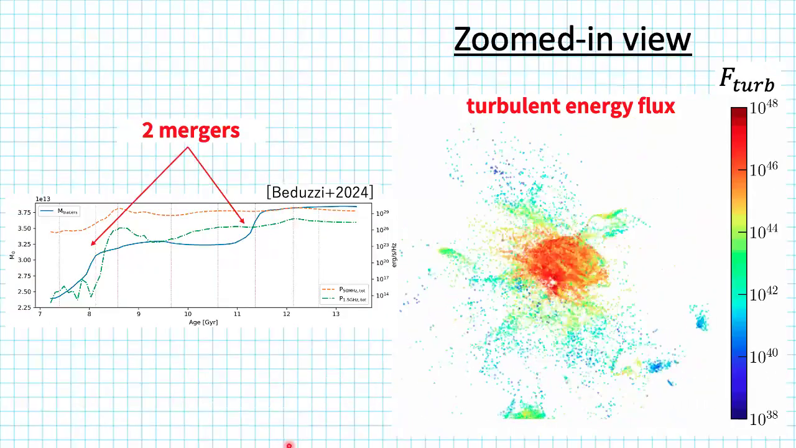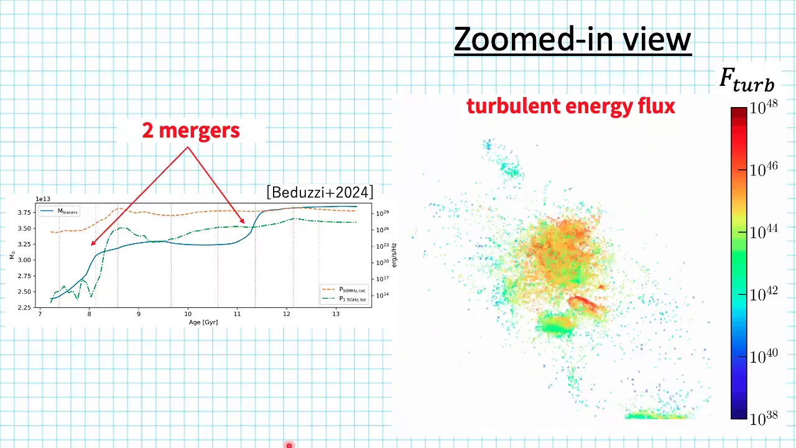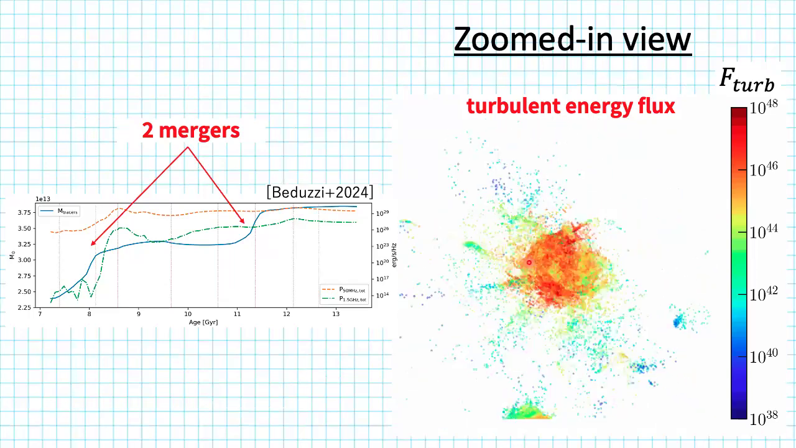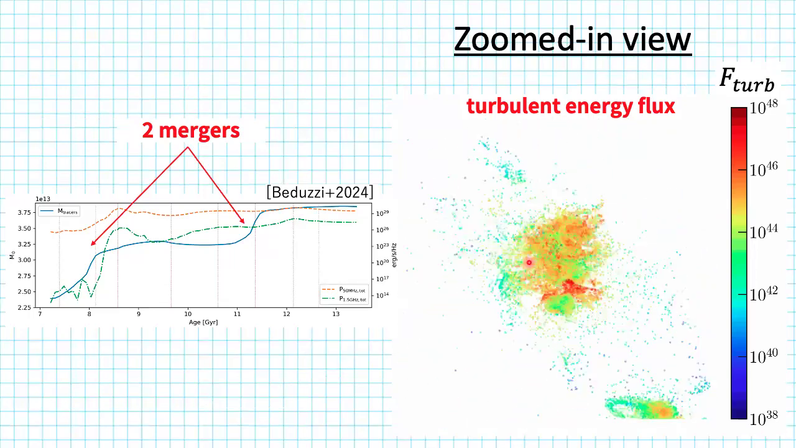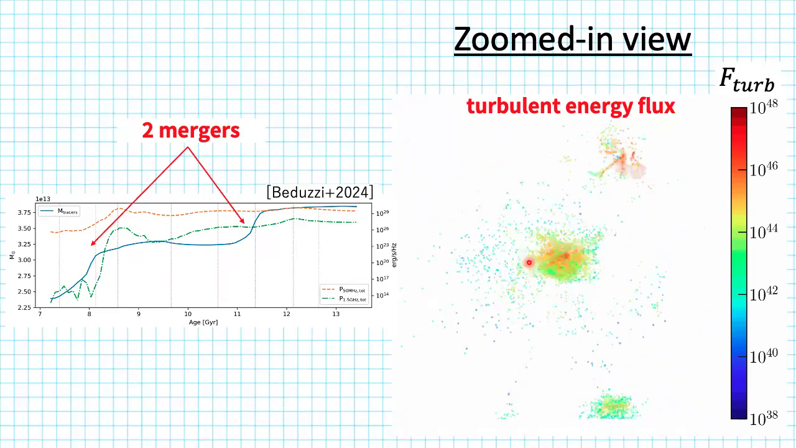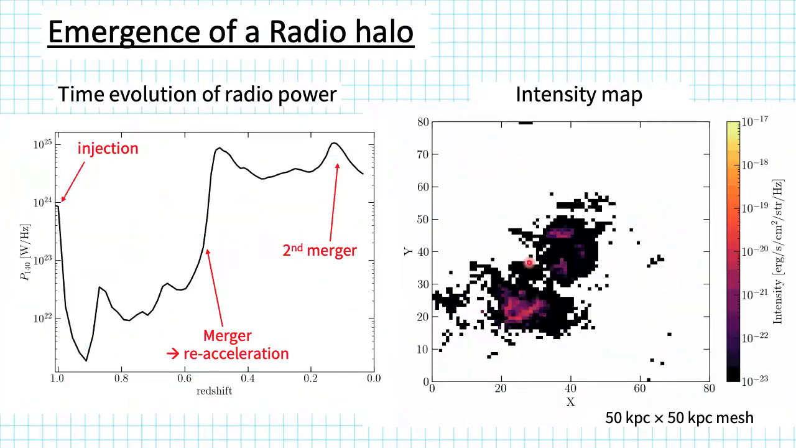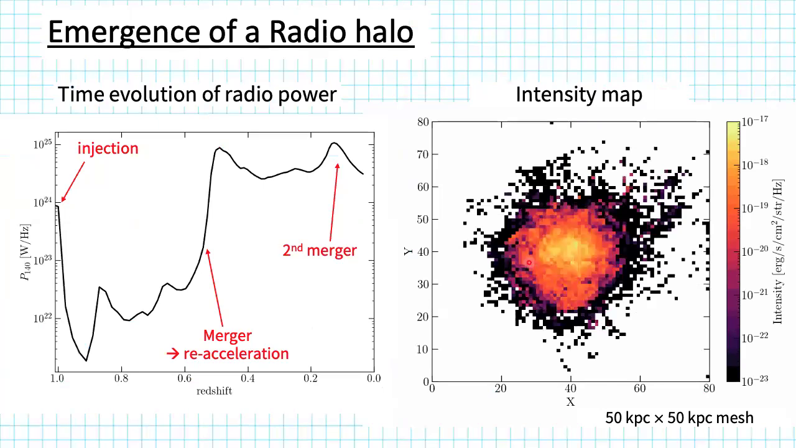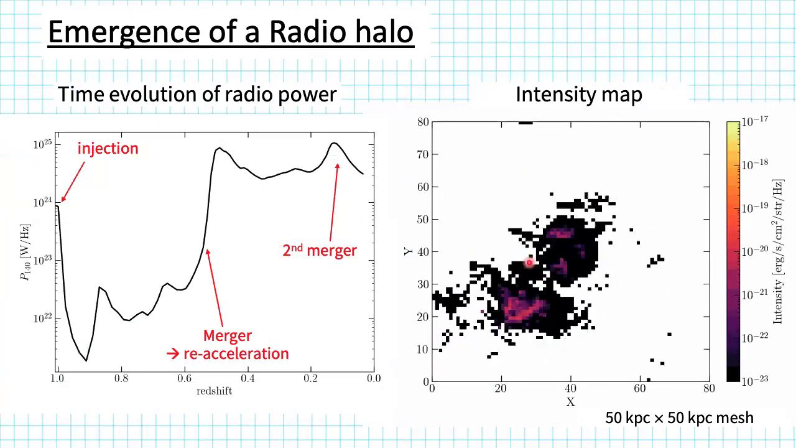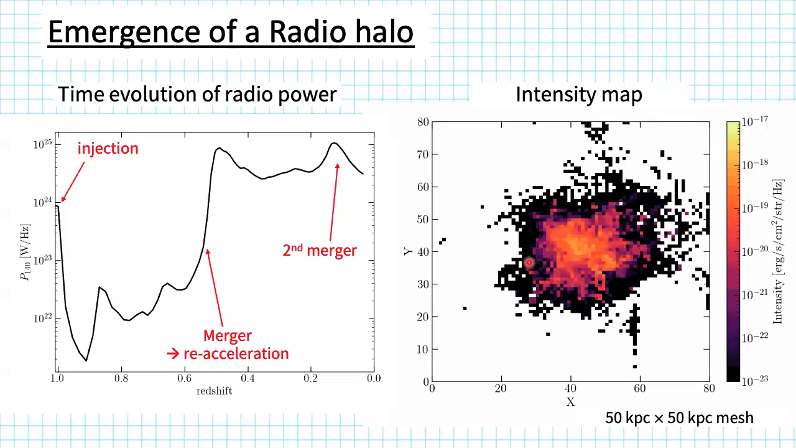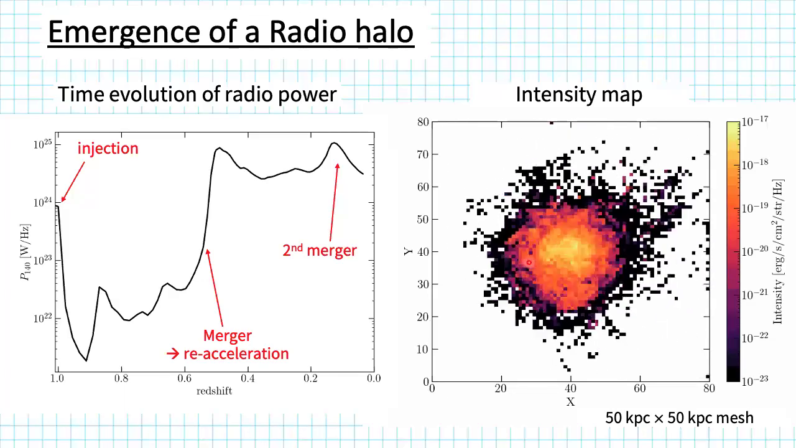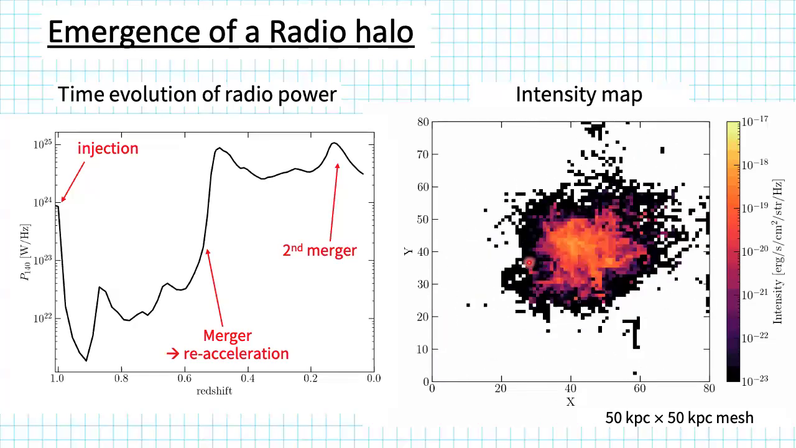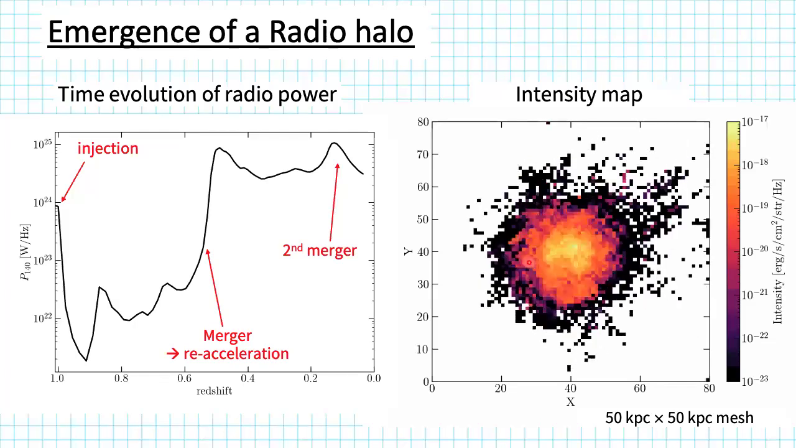And yes, this is the turbulent energy flux shown in this tracer method. There is a merger happening between two galaxy clusters, and this injects very strong turbulence inside the galaxy cluster. And we can follow the radio emission produced by those mergers. So basically, we follow the spectral evolution for all tracers inside the galaxy clusters. Then a merger happens that produces very strong turbulence, and the turbulence reaccelerates cosmic ray particles, then radio emission becomes bright.